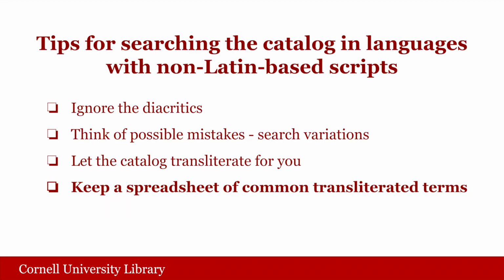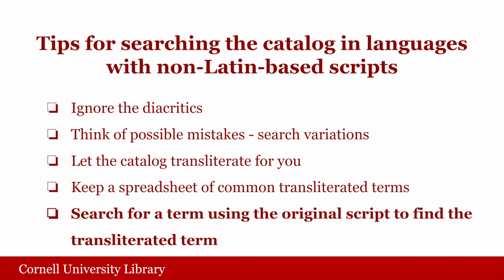Keep a spreadsheet of common terms you use so you don't have to repeatedly spell them out in the transliterated system when you want to search the catalog. Search for a term using the original script, then find a record that includes the transliterated term. You can use these transliterations to conduct more searches for transliterated records.